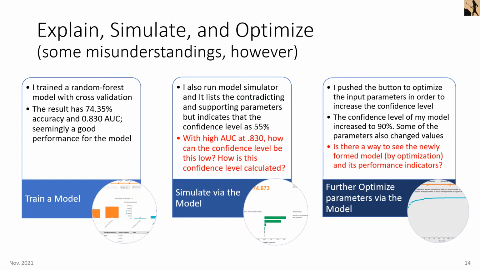Then he further pushed down the optimized parameters, and when it's optimized, the particular set will reach a fairly high confidence level. This time the user is even more confused, saying, well, maybe after optimization the system already improved my model and gave me a model of 90% confidence level. This is not the case, right? The system simply gives you a set of parameter values that will reach the highest confidence level.